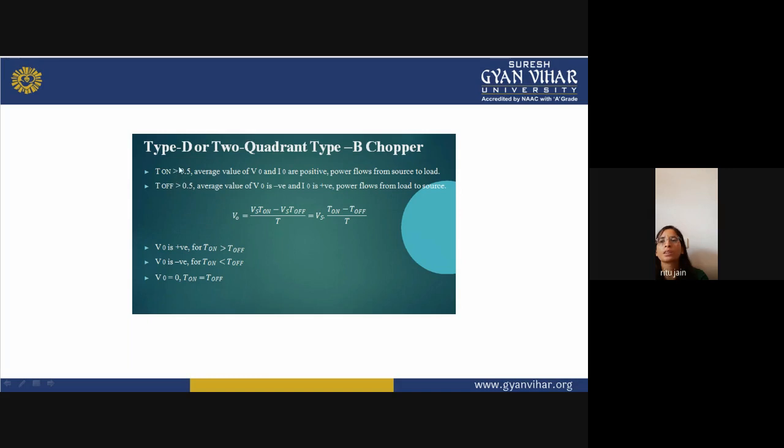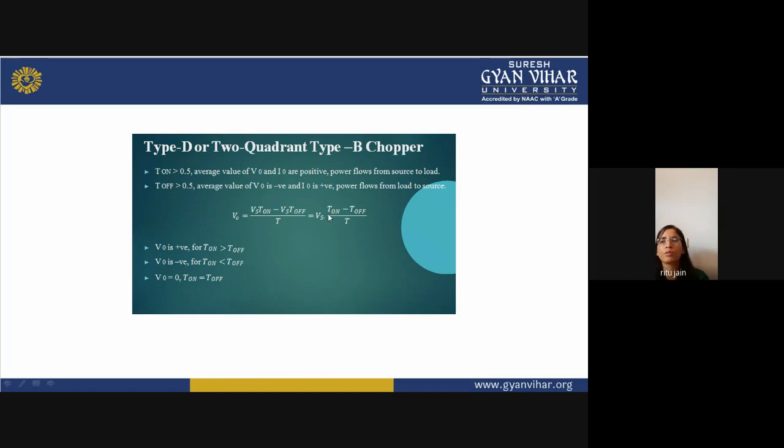Actually, this is your turn on time and this is your turn off time. So in this case, the turn on time will be less than 0.5, but your turn off time will be greater than 0.5. So the average value of V naught is negative and I naught, the load current, will be in positive direction. So power flows from load to source in this case.